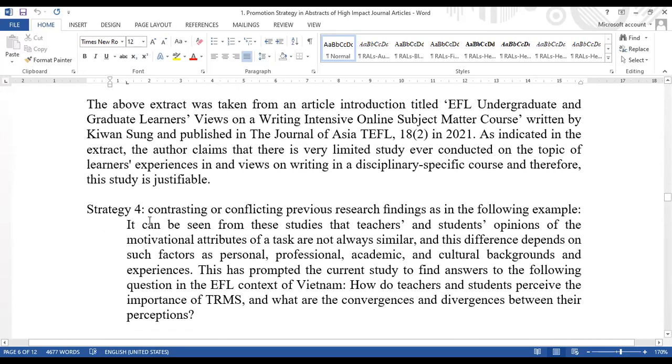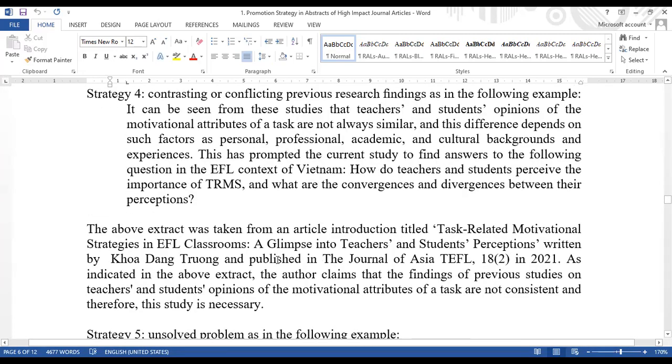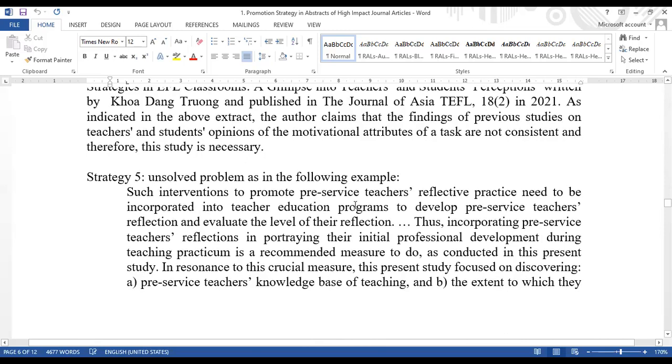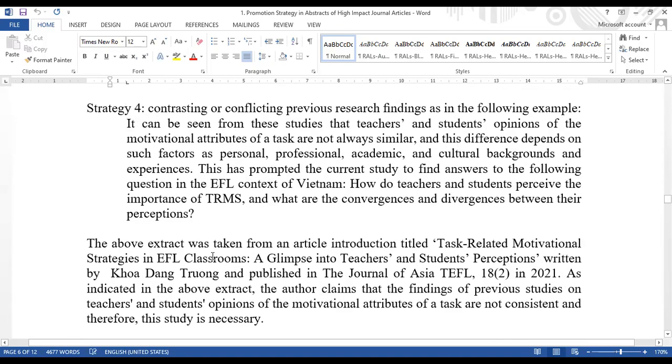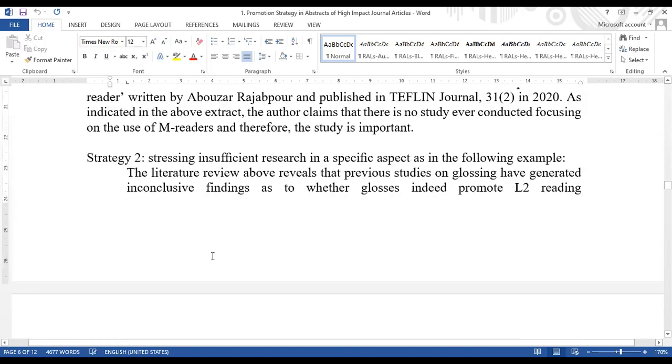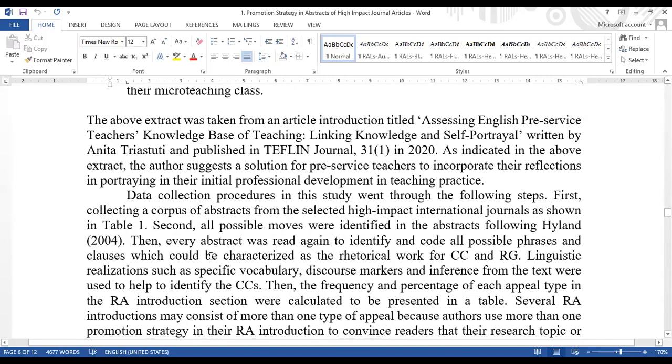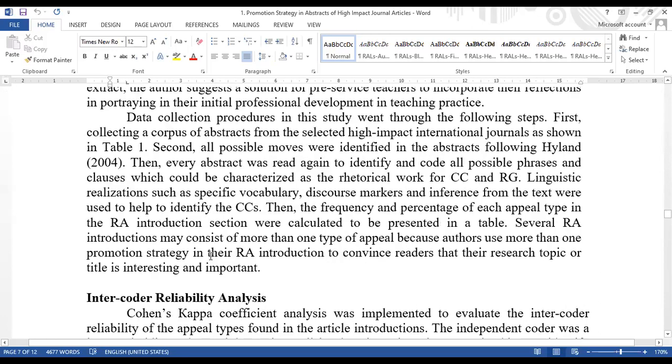So this is very clear. Number 4, contrasting: the findings of previous studies are not in line, they found different results. And finally, unsolved problem: there have been many studies, but the problem still exists. That is strategy number 5. So there are only 5 strategies. I think I wrote 6 in the instrument, so I will drop 1. Only 5 strategies. There are 5 moves, 4 appeals, and 5 strategies.